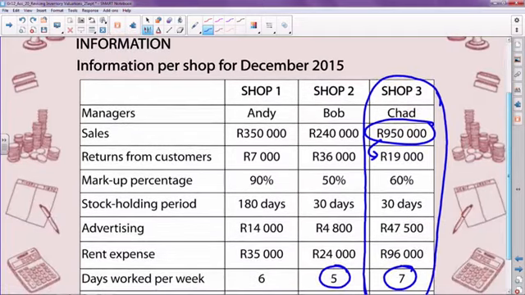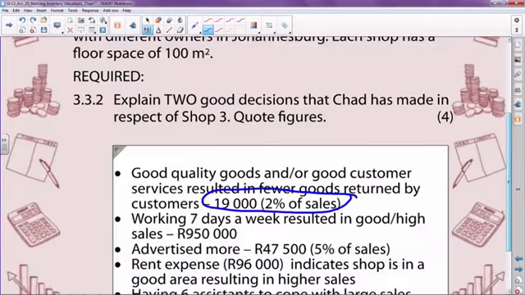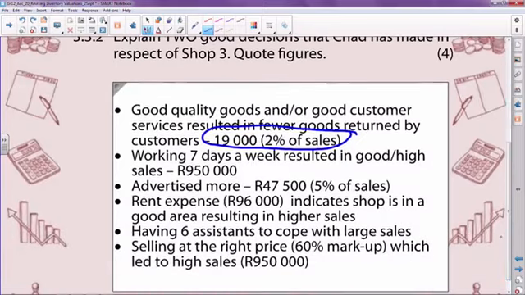Look at the advertising. And clearly you can see it's 5% of sales. So definitely you are winking when there are bright lights around. So the girl knows exactly what you want, and definitely she can reciprocate. Okay, on the lighter side, right? Your rent expense is 96,000, indicating that the shop is in a good area, resulting in higher sales.